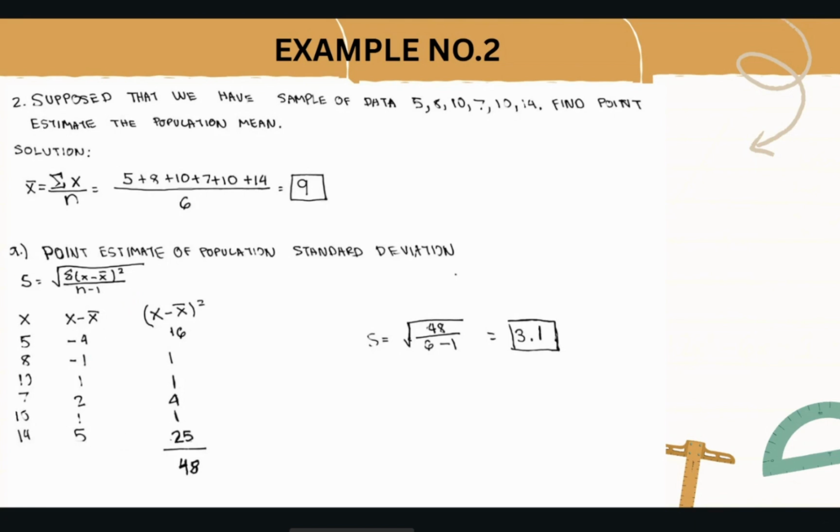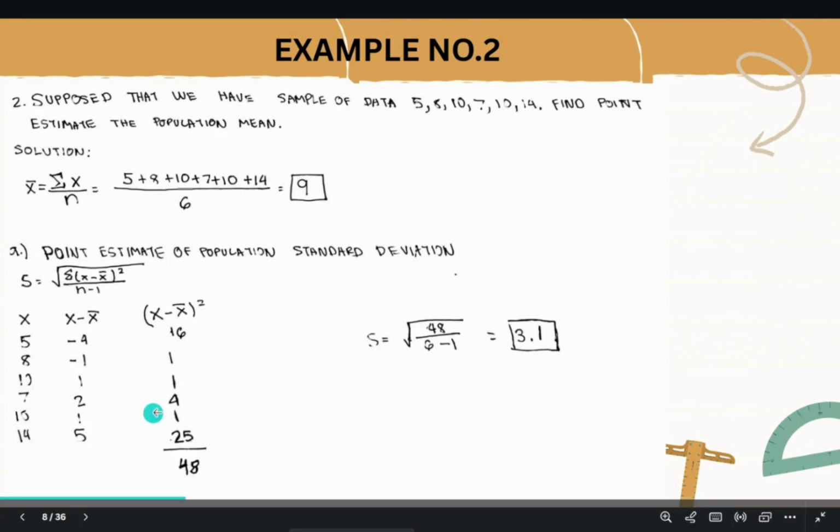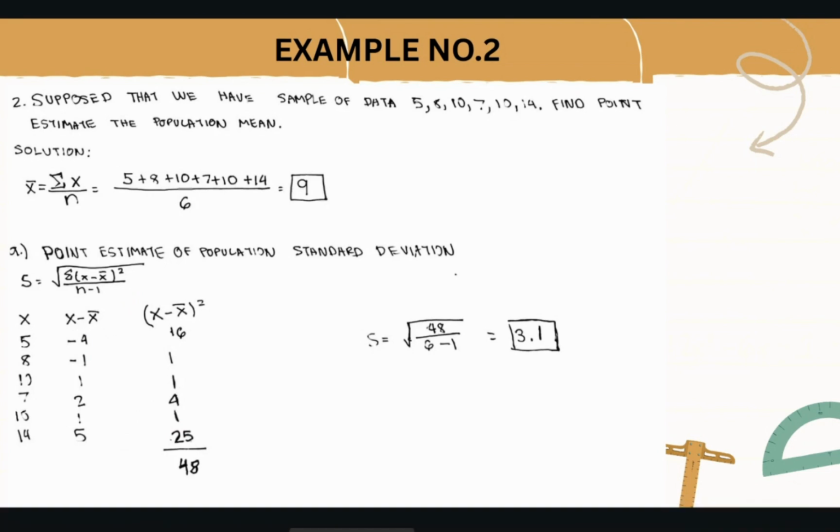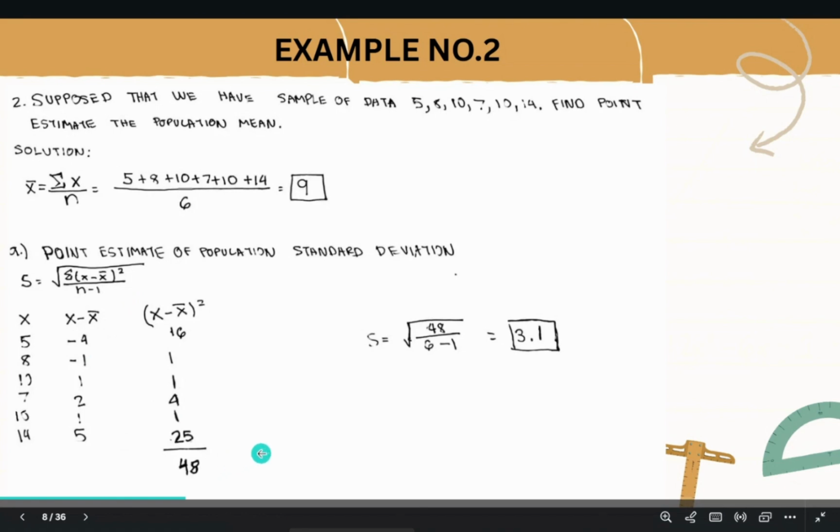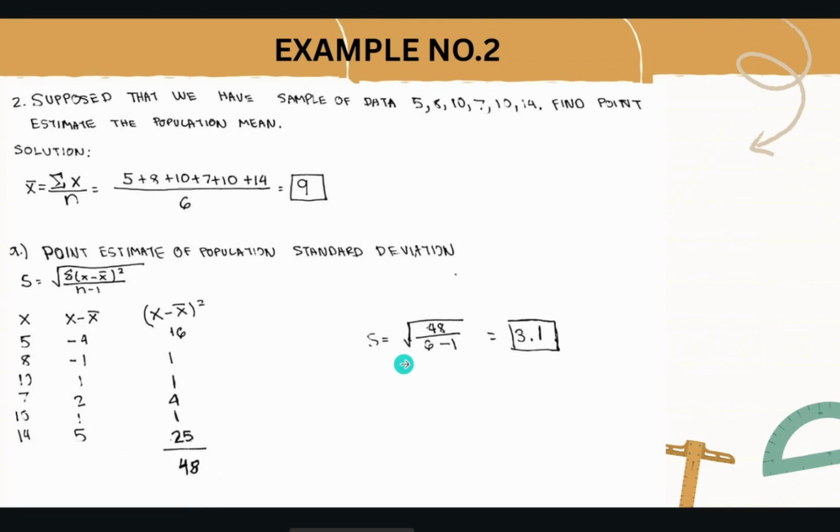And then we will put the total, the summation of the quantity x minus x bar raised to 2. That is 48. We will need to put that in our formula, which is this. Standard deviation is equal to the square root of 48 over 6, because 6 is our sample size, minus 1, that is equal to 3.1. That is our standard deviation.